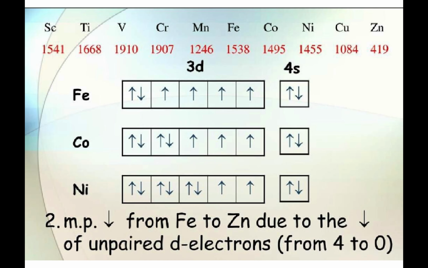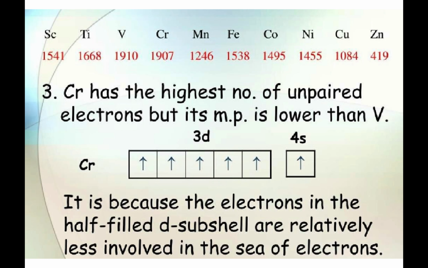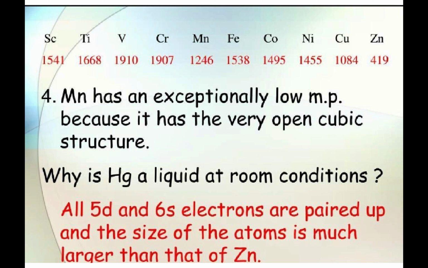Next is iron; we are comparing iron, cobalt and nickel. The melting point shows a gradual decrease from iron to zinc due to the decrease of unpaired D electrons from 4 to 0. Chromium has the highest number of unpaired electrons, but still it has a lower melting point than vanadium. The electrons in the half-filled D orbitals of chromium are less involved in the sea of electrons, with one each in the 3D orbitals and 4s as well. Manganese has a very low melting point because its structure is very open and cubic.